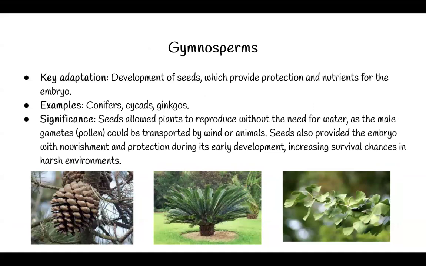Next, we have the gymnosperms, and their key adaptations include the development of seeds, which provide protection and nutrients for the embryo. And examples include conifers, cycads, and ginkgos, which are also shown down below here. And the significance of these is that the seeds allowed plants to reproduce without the need for water, as the male gametes, which is the pollen, could be transported by wind or animals. Seeds also provided the embryo with nourishment and protection during its early development, increasing survival chances in harsh environments.